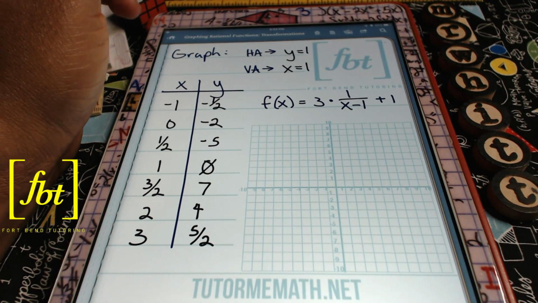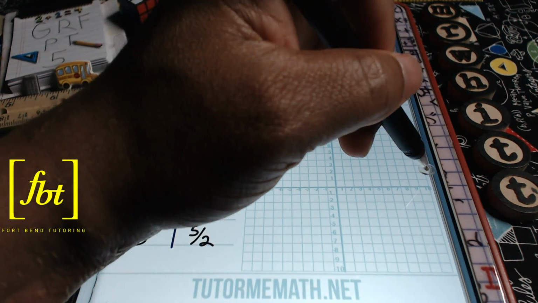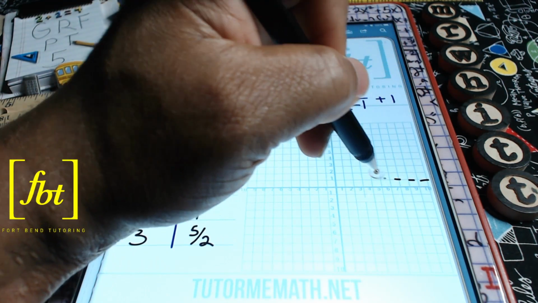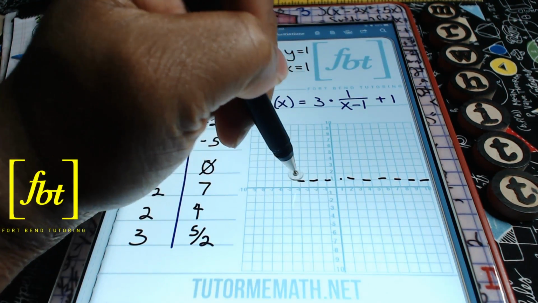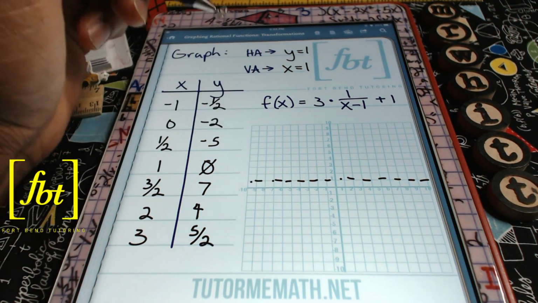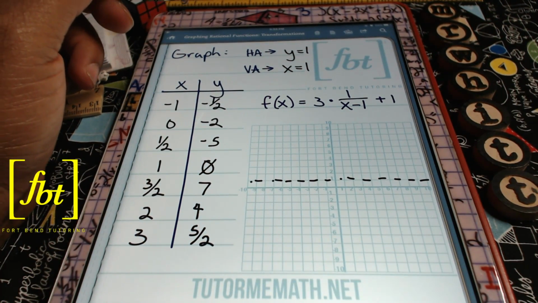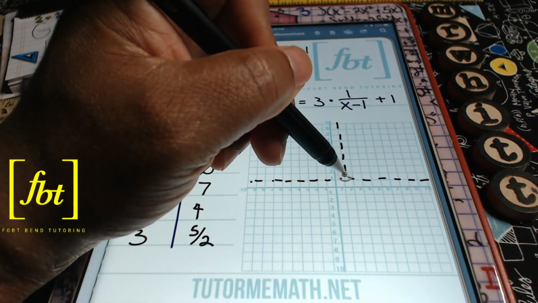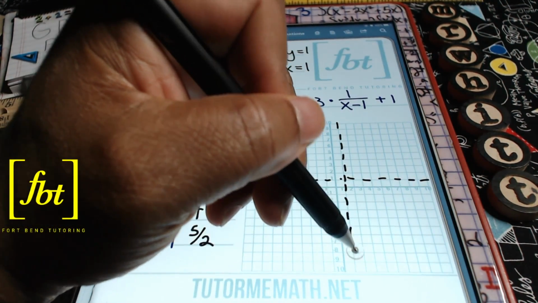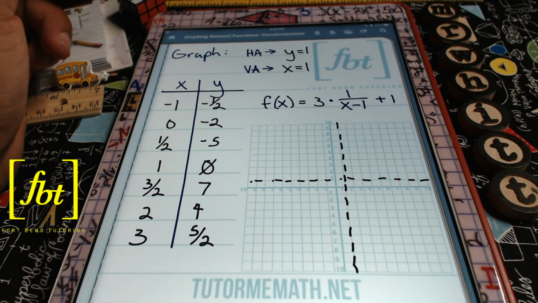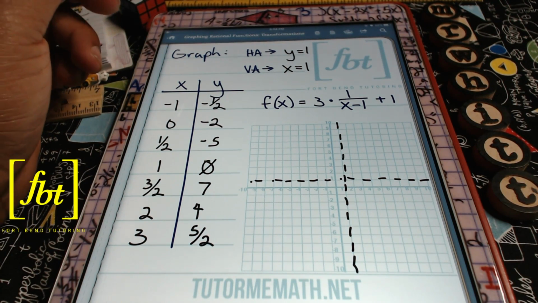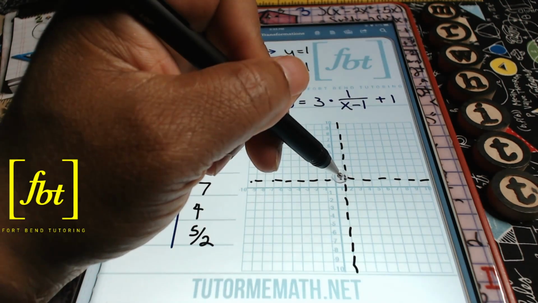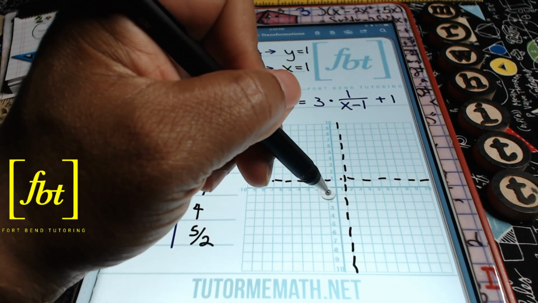So for the horizontal asymptote, you're going to be at y equals 1. So let's put a dashed line at y equals 1, just like that. Then for the vertical asymptote, you're going to be at x equals 1. There we have it here. Okay. From there, you can go ahead and plot your point. So we have a point at negative 1, negative 1 half, which is going to give us a point here.